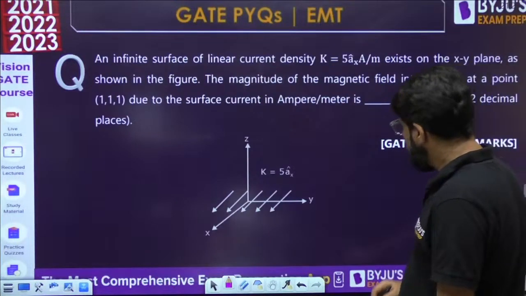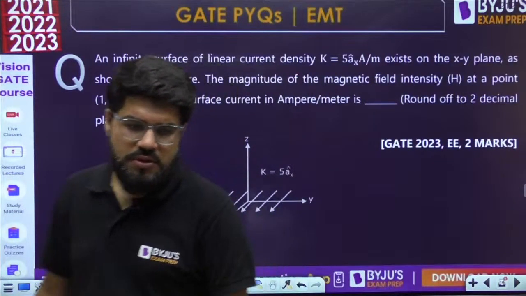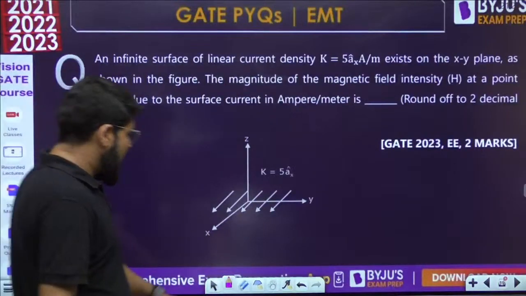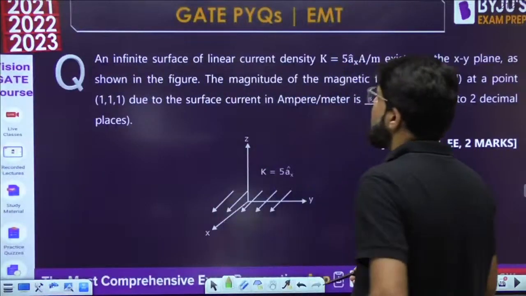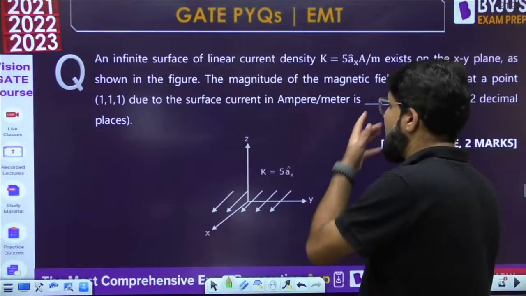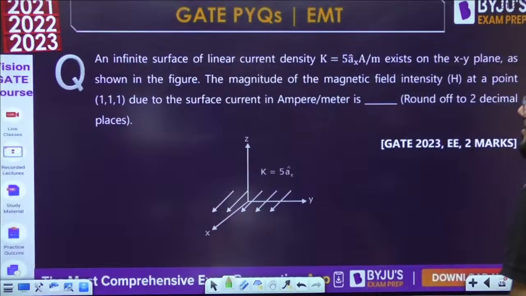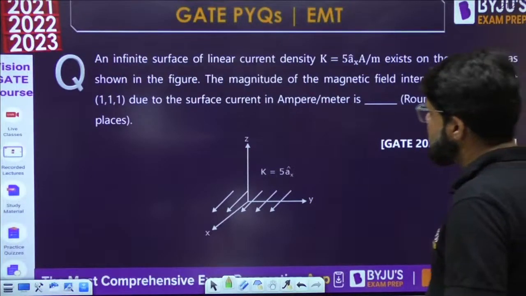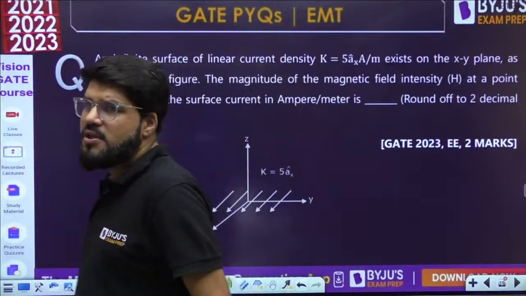Okay, 2023, 2 marks, double question. An infinite surface of linear current density K equal to 5 a_x ampere per meter exists on the XY plane as shown in the figure. The magnitude of the magnetic field intensity at the point (1,1,1) due to the surface current.